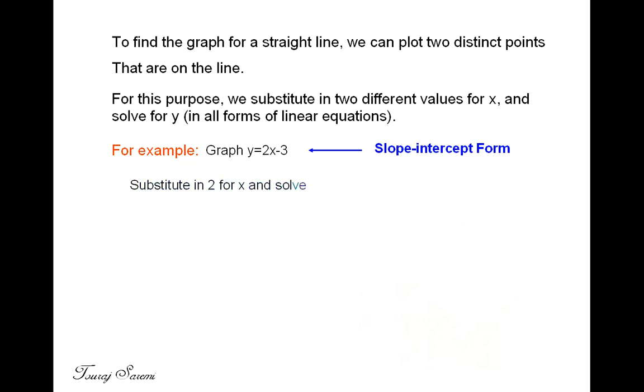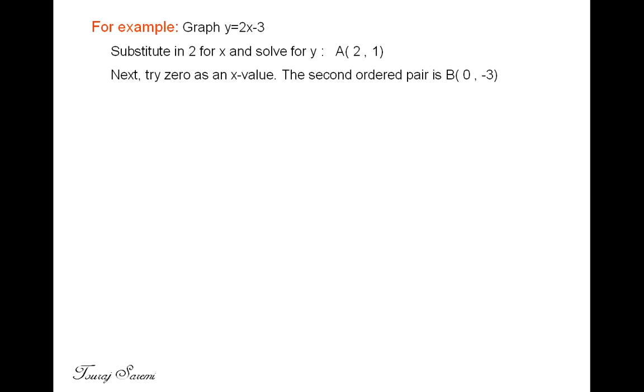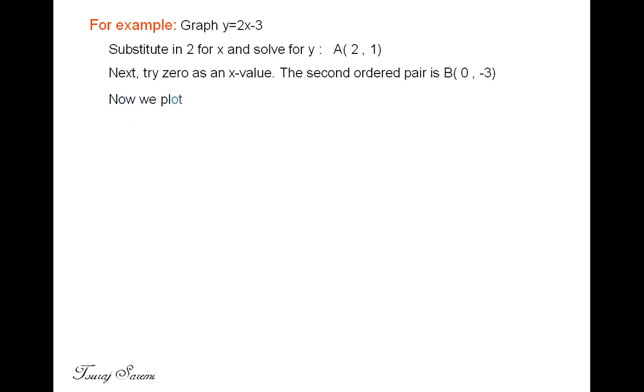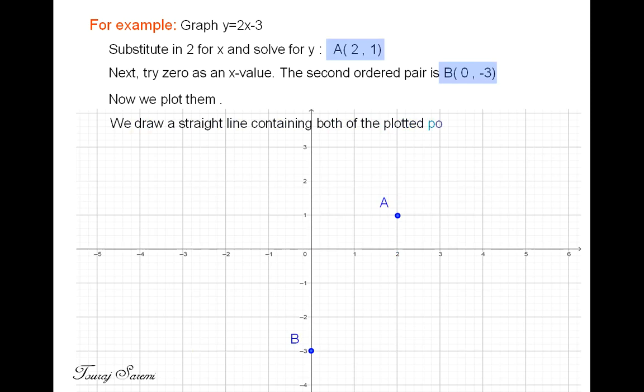Substitute in 2 for x and solve for y. Next, try 0 as an x value. Thus the second ordered pair is (0, -3). Now we plot them. We draw a straight line containing both of the plotted points at the end.